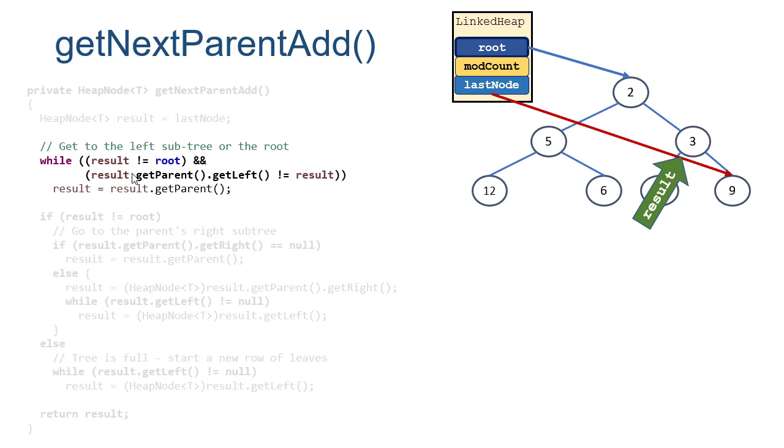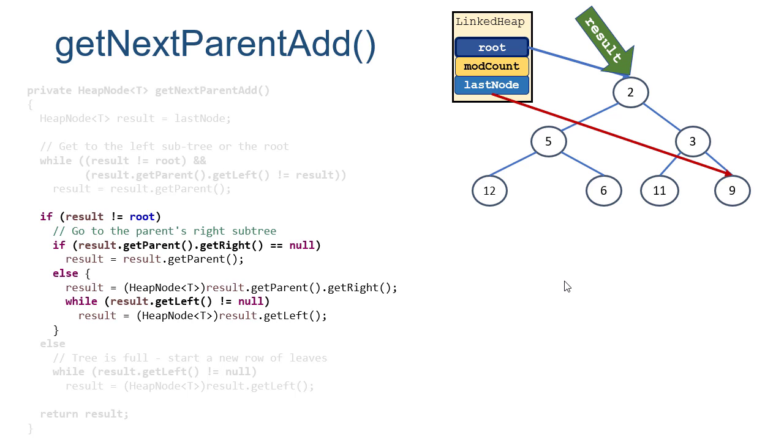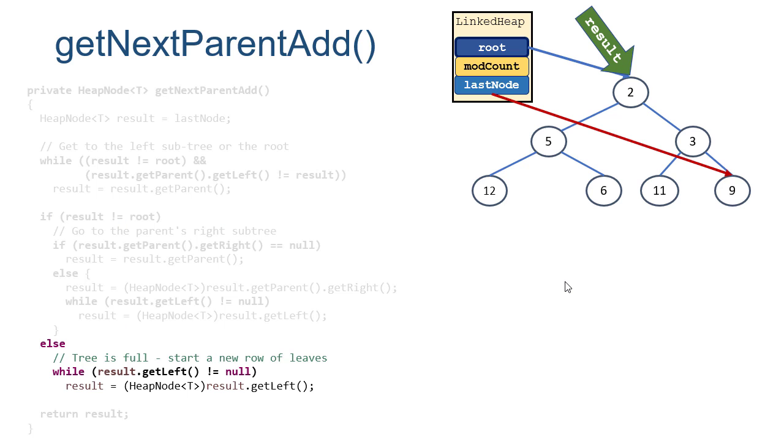So we're going to go to its parent. Here again, we're not at the root, and also the node that result is pointing to is not the left child of its parent. So again, we're going to go to the parent. And now we've reached the root, and so this loop will exit. So here, we first check to see, is the result equal to the root? And here it is, so we're going to go to the else case.